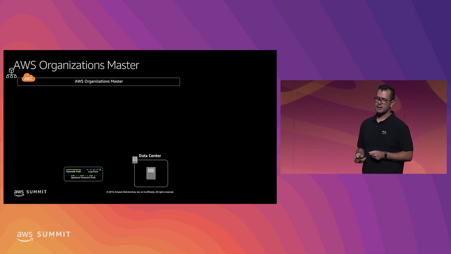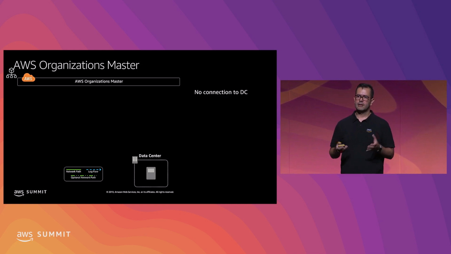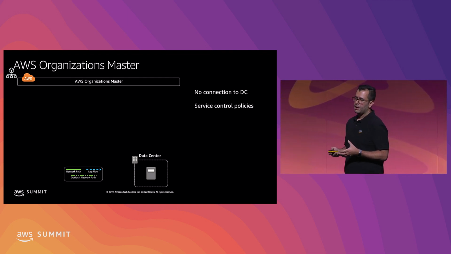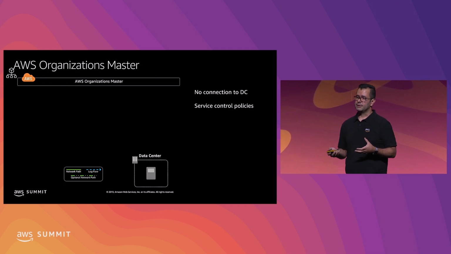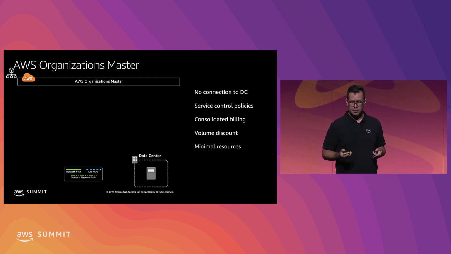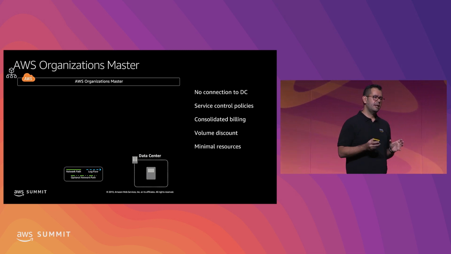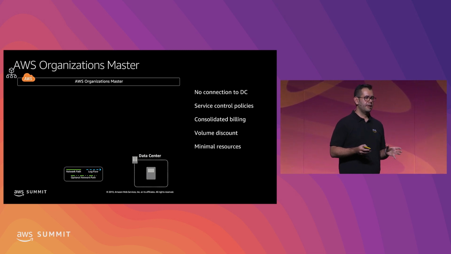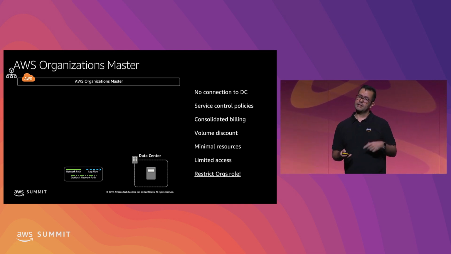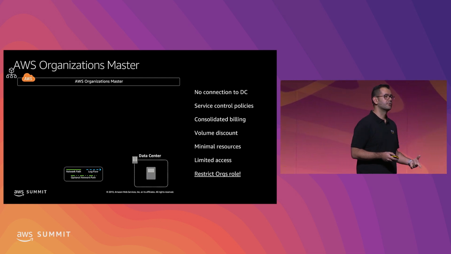So let's start with the AWS Organizations master. It sits at the root of the tree. It's not going to be connected to anything. It's where we will host our service control policies, and it's where our consolidated billing lives. And by having that consolidated billing there, we can understand what the volume is and start thinking about volume discounts. It needs to have minimal resources running on it. Apart from certain things, it should be of very limited access. And that organization's role that gets created in order to help deploy things also needs to be restricted.